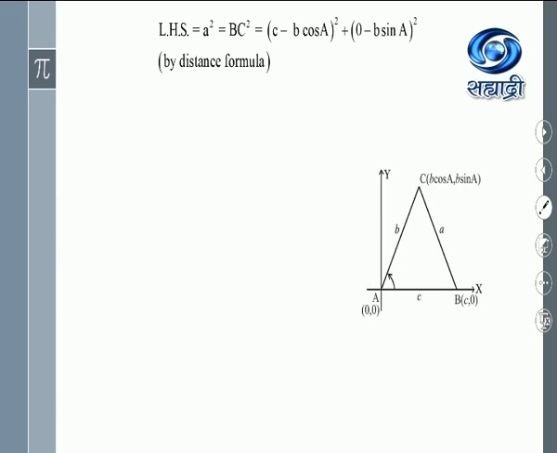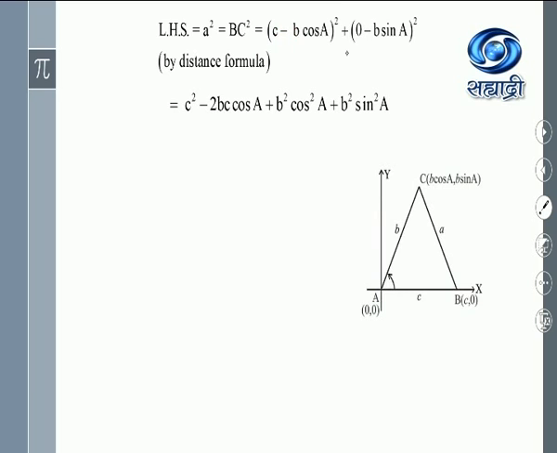If you are finding the distance, it is under root quantity, but if you square, you will get x1 minus x2 the whole square plus y1 minus y2 the whole square. So BC square is equal to, now concentrate on the coordinates. So x1 minus x2, that is C minus b cos A bracket square, plus y1 minus y2, that is 0 minus b sin A bracket square. So we are using the distance formula here.